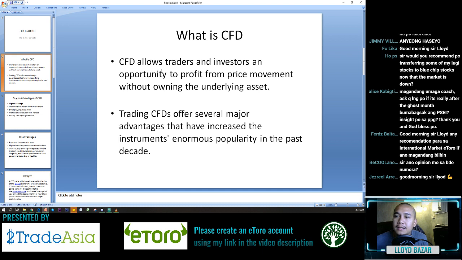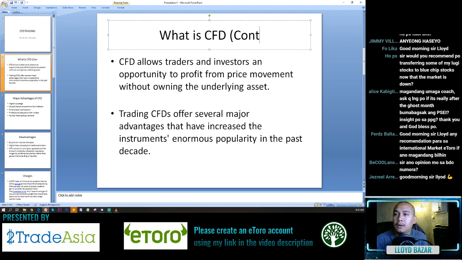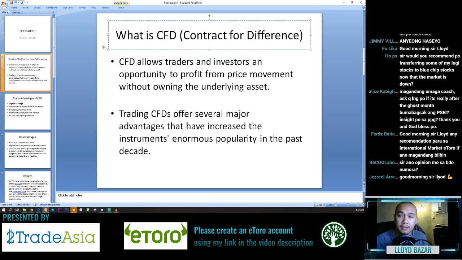CFD allows traders to... I won't put the definition of CFD here. CFD is contract for difference. Contract for difference. Let me write that down here. Anyways, contract for difference. Right. My dog is noisy. Give me one moment. Sorry about that. So, what is CFD? It means contract for difference.